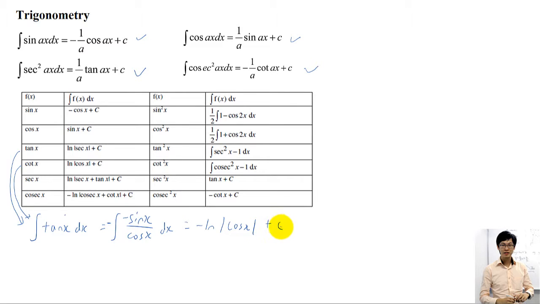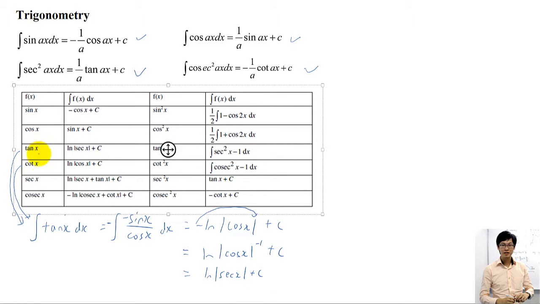plus c. You may notice that this formula is a bit different from this one over here, but they're essentially the same. Why is that so? Because you can bring the minus 1 on top. Remember your logarithm properties. You get ln cosine x to the power negative 1 plus c. So cosine x to the power negative 1 is the same as ln secant x plus c.